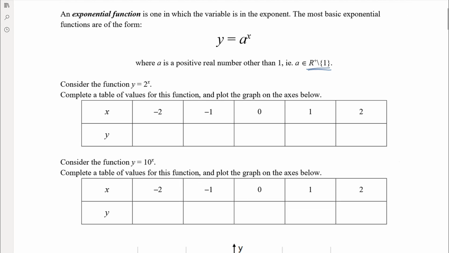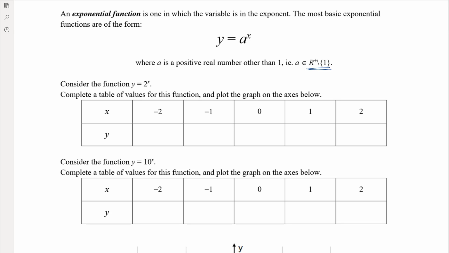Okay, let's have a look then at two examples of exponential functions: y equals 2 to the power of x and y equals 10 to the power of x. Let's think about plotting a table of values to see what's happening with this function. Let's start in the middle. When x equals 0, 2 to the power of 0 is 1. When x equals 1, 2 to the power of 1 is 2. When x equals 2, 2 to the power of 2 is 4. When x equals negative 1, 2 to the power of negative 1 is 1/2. When x equals negative 2, 2 to the power of negative 2 is 1/4.